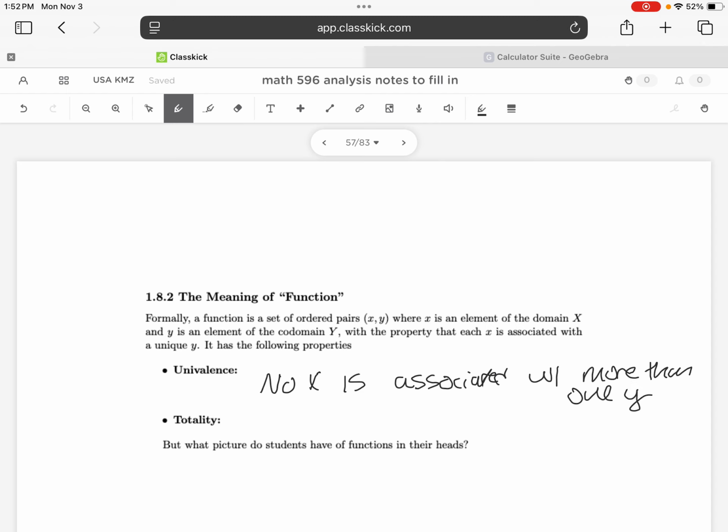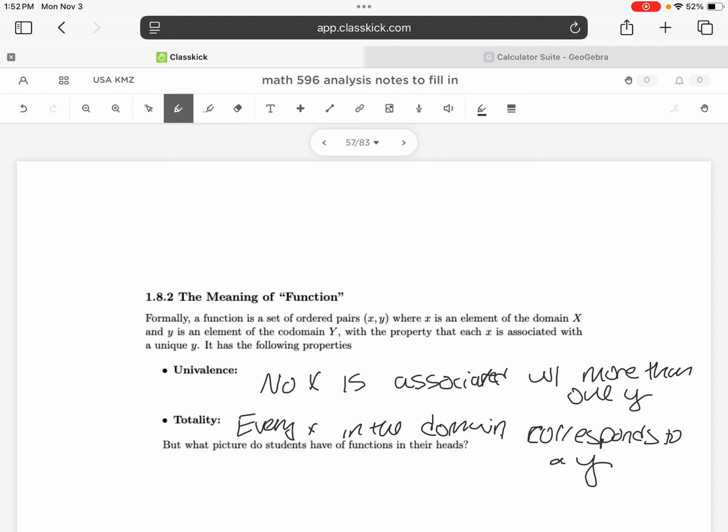In other words, you couldn't have, like, (2, 5) and (2, 6) as ordered pairs in this function because no x is associated with more than one y. And it also has to have the property of totality, which means every x in the domain corresponds to a y. In other words, every element of the domain has to actually be an input that has an output. And it should have exactly one output. It can't be associated to more than one y.